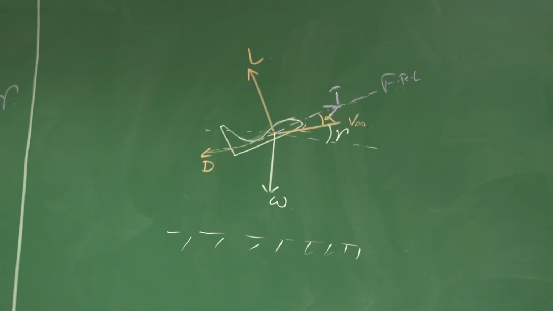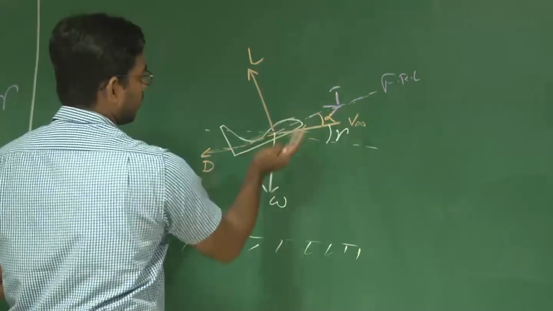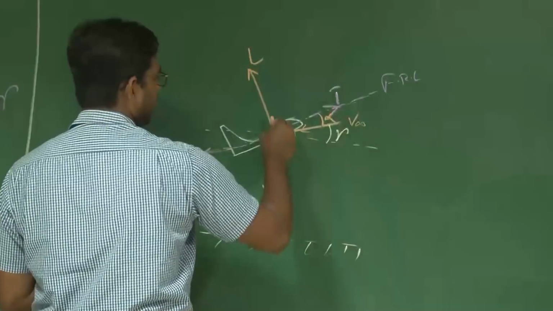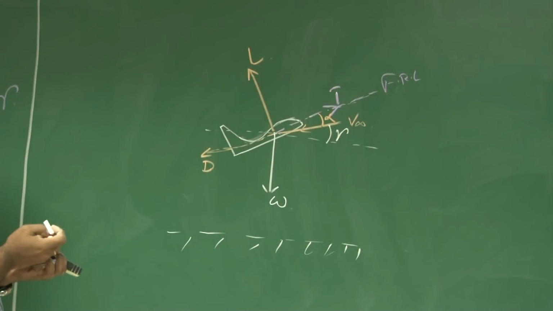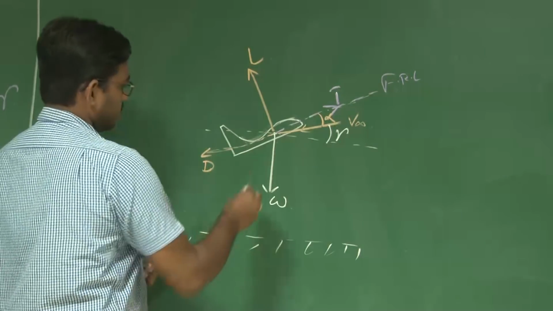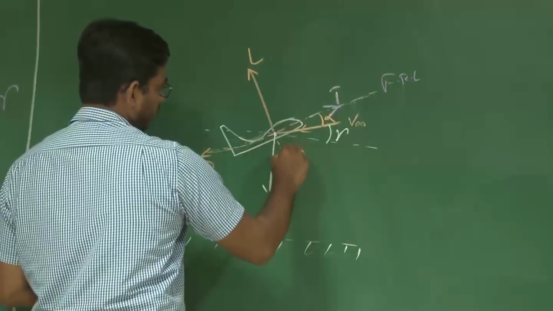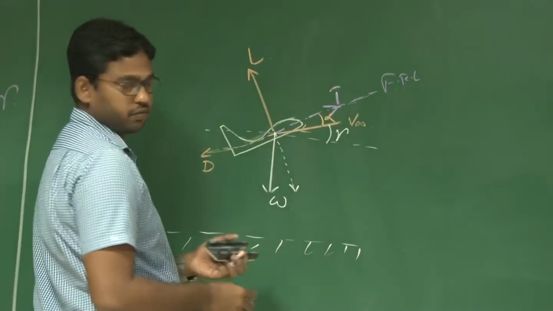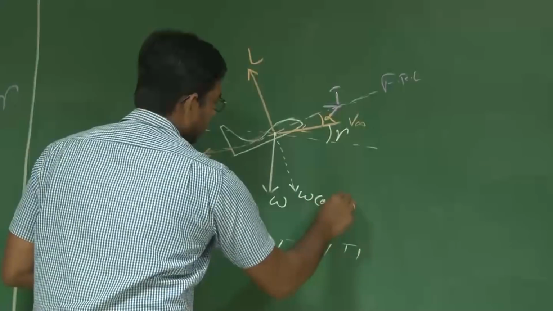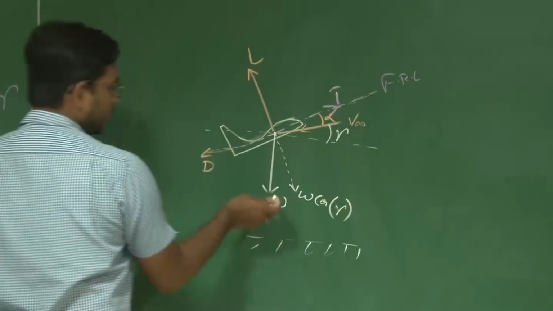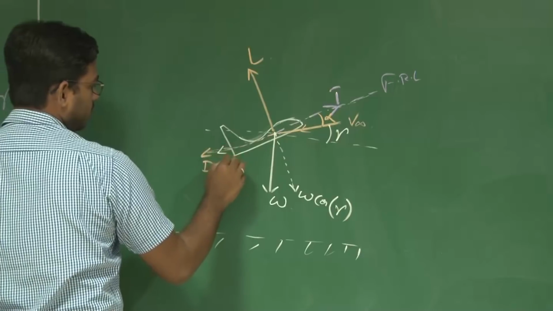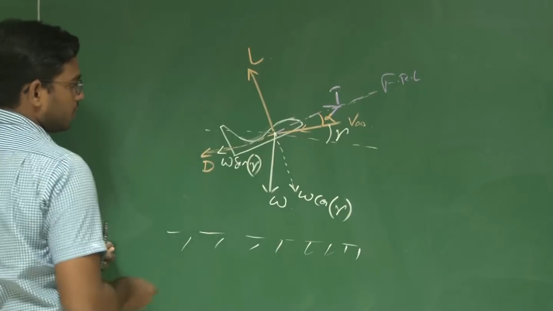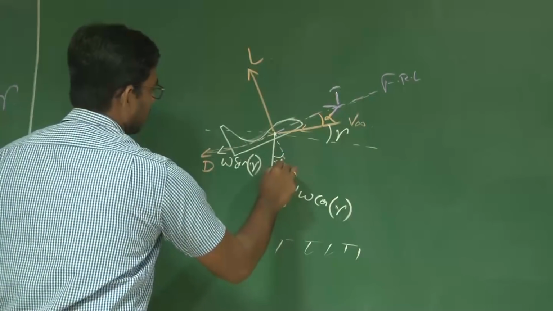Now let us write down the equations of motion along the flight path and perpendicular to the flight path. That is along V infinity and perpendicular to V infinity. The component of W acting perpendicular to V infinity, but in the negative direction of lift, is W cos gamma, and the component of weight acting along D is W sin gamma, where this angle is gamma.